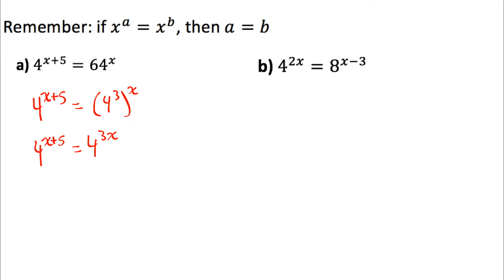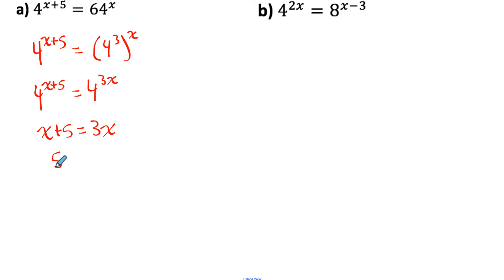And now notice I have power equals power, where the bases are equal to each other. When that happens, we know that the only way the equation could be true is if the exponents were also equal to each other. So we set the exponents equal to each other and solve. So I'll subtract the x to the other side and then divide both sides by 2. I get x equals 5 over 2, or 2.5, however you want to write it.